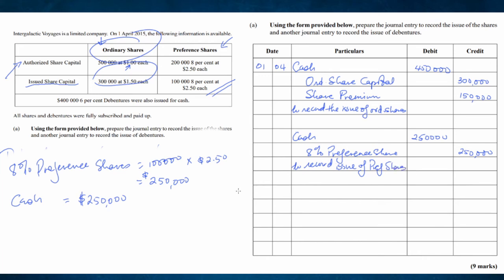Okay, now let's deal with our debentures. Debenture is pretty straightforward. In this case, we are dealing with a loan. And when we are dealing with a loan, we know we are going to credit the loan account because it is actually increasing, but we are receiving cash, which is an asset. So let's go straight to this one time. Cash is debited, and we are going to credit 6% debentures. What is the amount? It is $400,000.